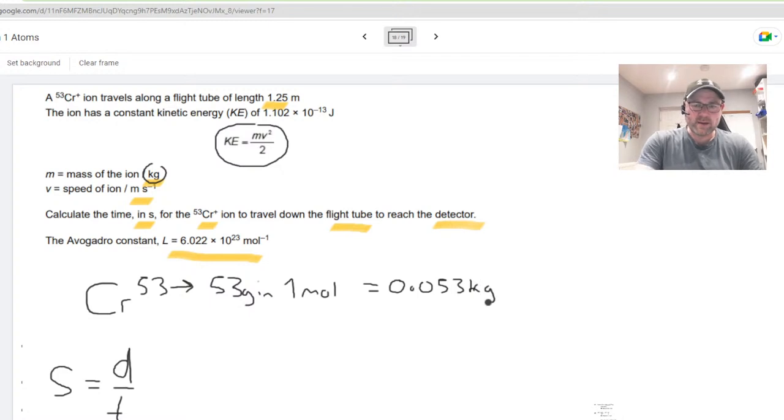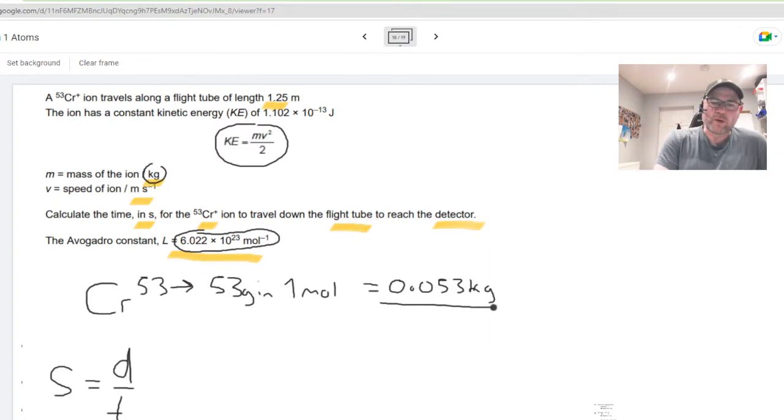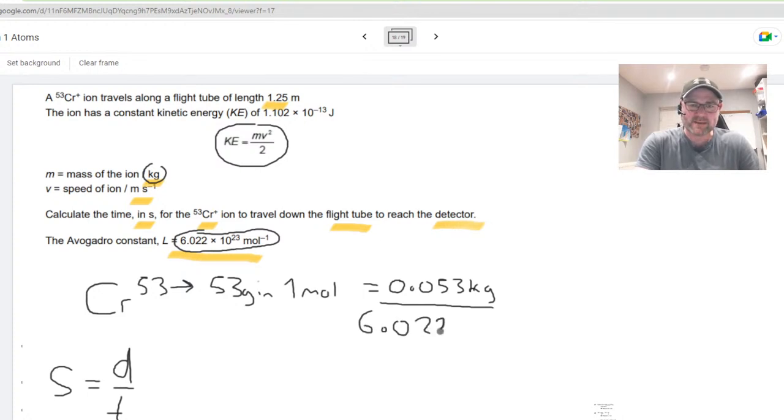Okay. An atom certainly doesn't weigh 53 grams. How many atoms are in 1 mole of chromium? Well, we all know that it's over here. So how much does one atom weigh? What have we got to do to find the weight of one atom? I'm saying atom, it's an ion really. But what have we got to do to find the weight of one? We know that 6.022 times 10 to the 23 equals 0.053 kilograms. Divide by Avogadro's. Great. So I'm going to divide this.